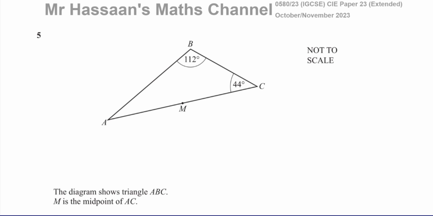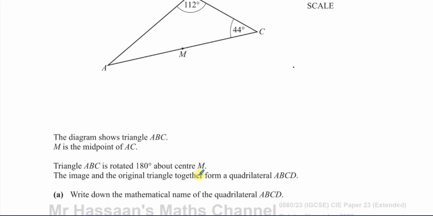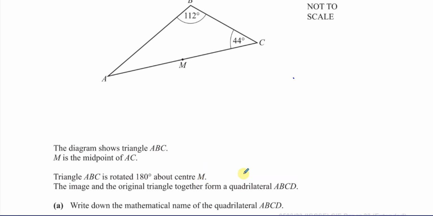This question here is about a triangle ABC. M is the midpoint of AC. The triangle ABC is rotated 180 degrees about the center M. The image and the original triangle together form a quadrilateral ABCD. Write down the mathematical name of the quadrilateral.